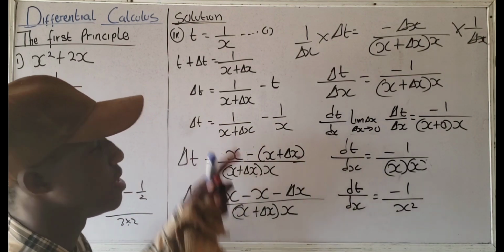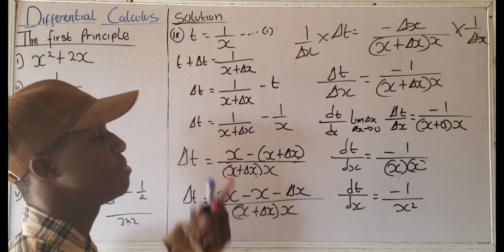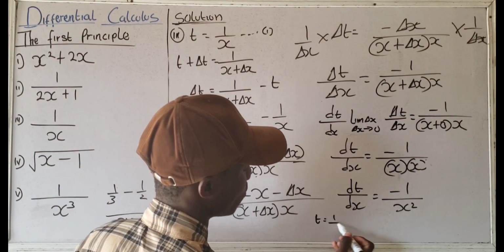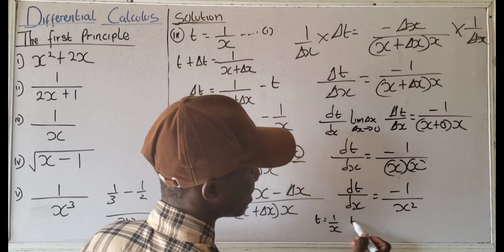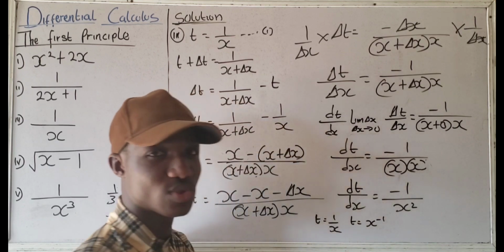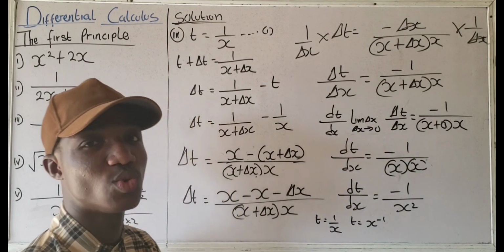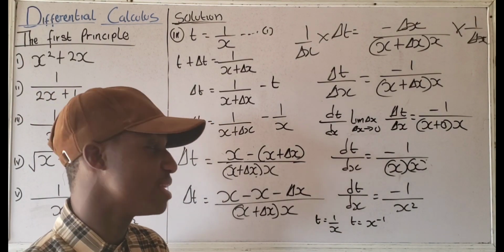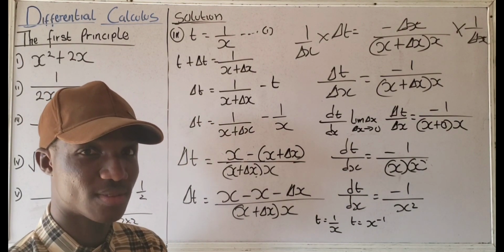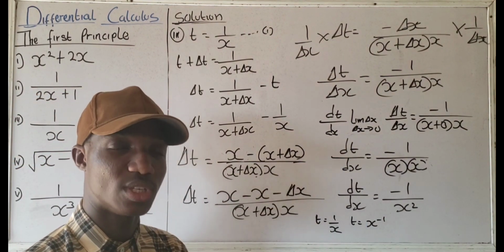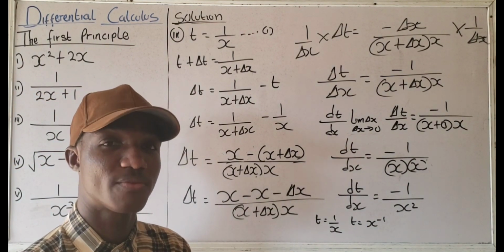You can also use the polynomial rule or the power rule to check maybe you are correct. How do you do that? Don't forget that if t equals 1 over x, t can be written as what? x raised to the power of -1, according to the laws of indices. And according to the polynomial rule, the power is going to multiply the coefficient, and the power is going to reduce by 1. That is, we are going to subtract 1 from the power.